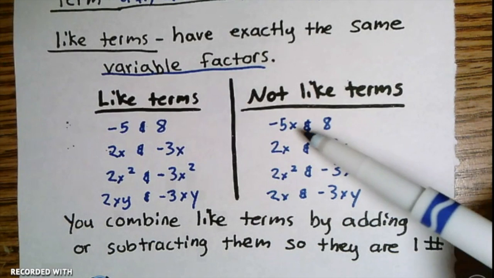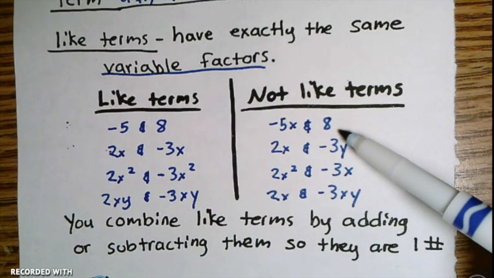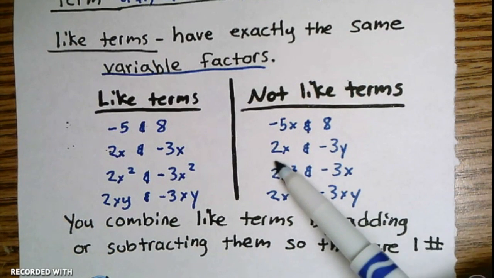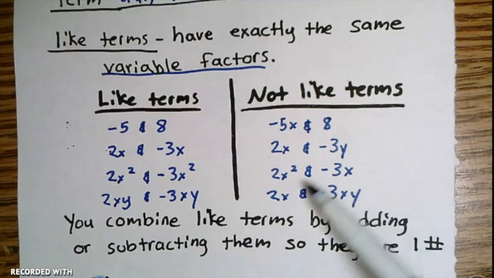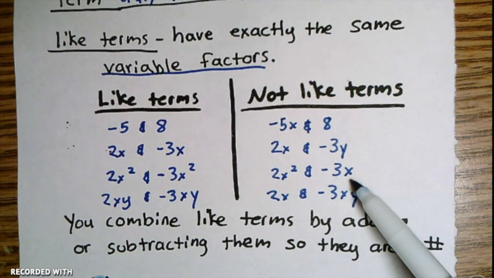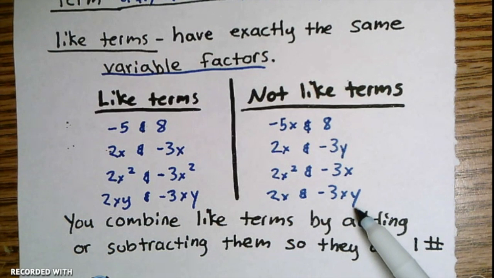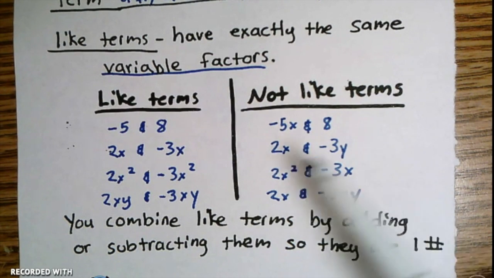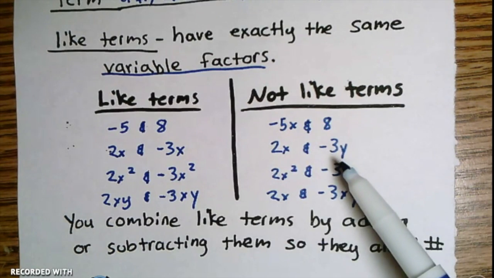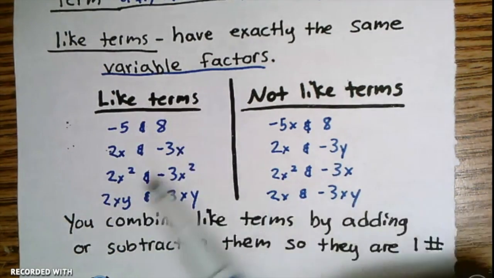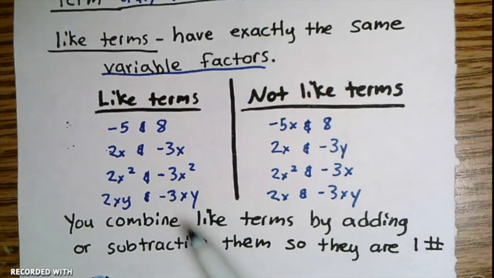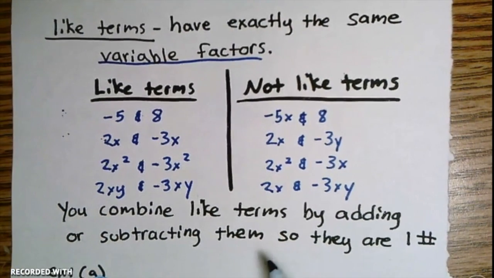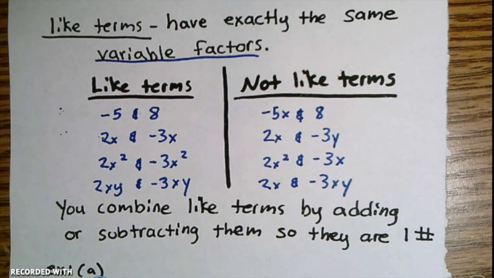Here's examples of not like terms. We have a -5x and 8. This one's just a number. That one's got an x. Here, this one has an x. This one has a y. We have an x squared and just an x. We have an x and an xy. So these are not like terms. It is very important that you recognize like terms and not like terms because we can combine like terms, which basically just means that we can add or subtract them so they are one number.